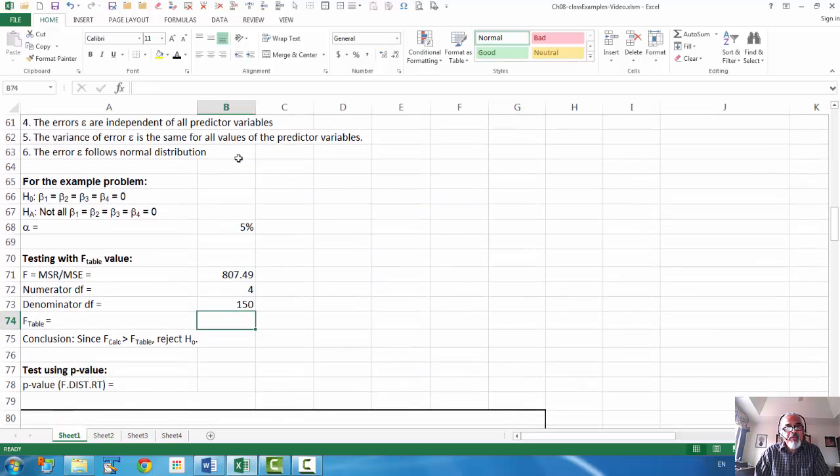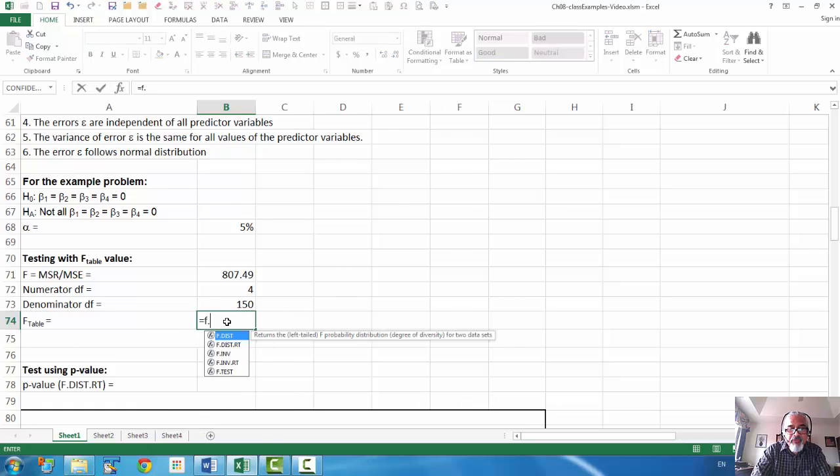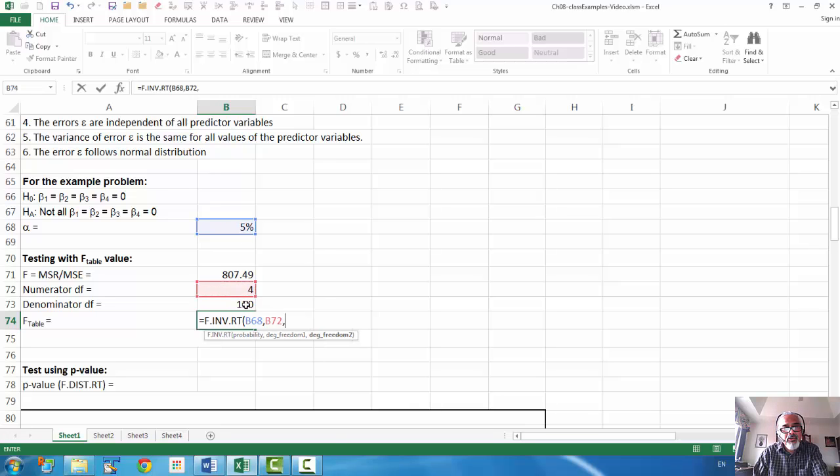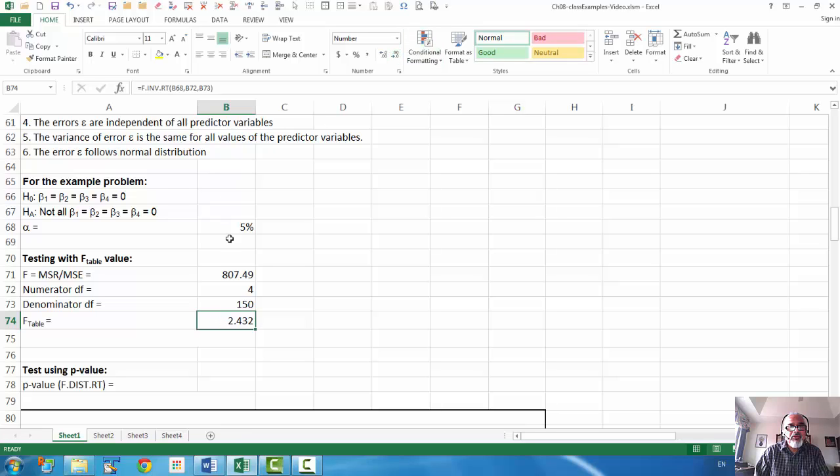If you want to use the F table value, we have to use F.INV.RT, the alpha value, comma, the 2 degrees of freedom. That will give us the F table value, and since the F calculated value is greater than the F table value, we reject the null hypothesis that all slope coefficients are equal to 0. So that is the conclusion.